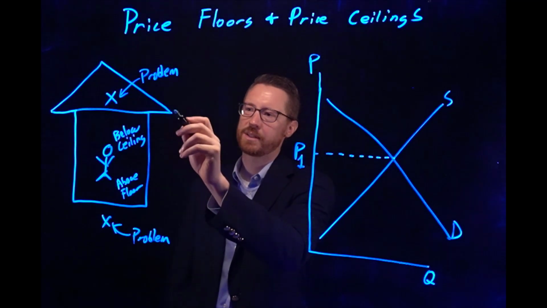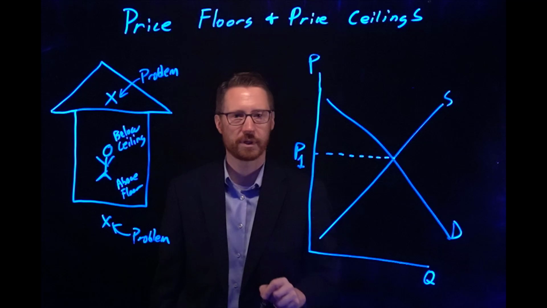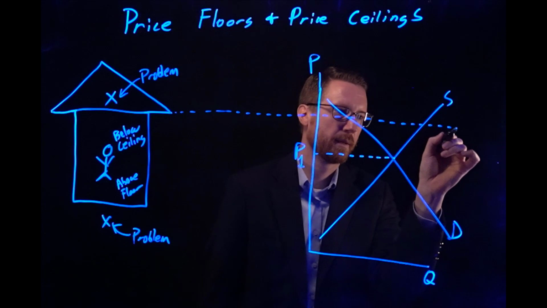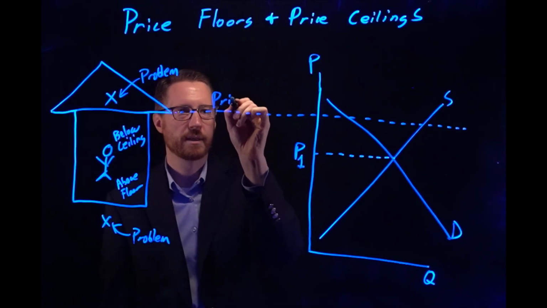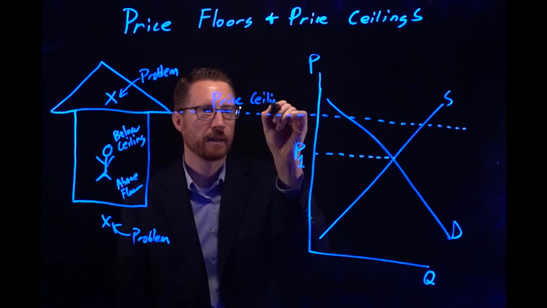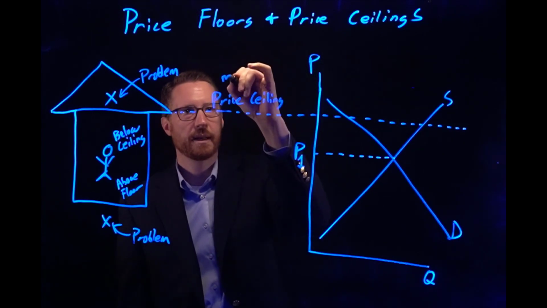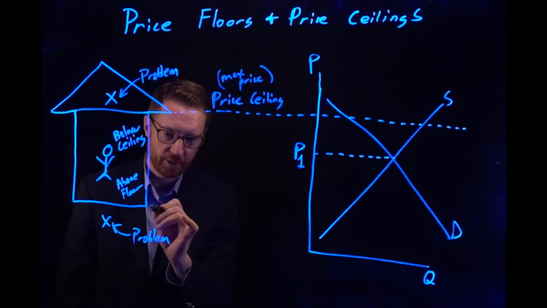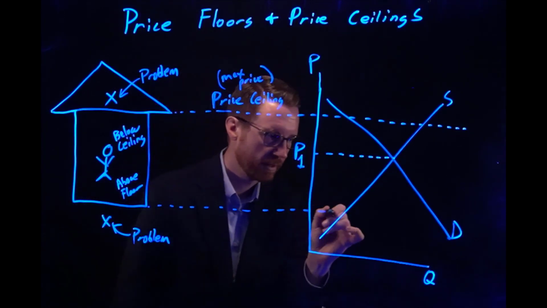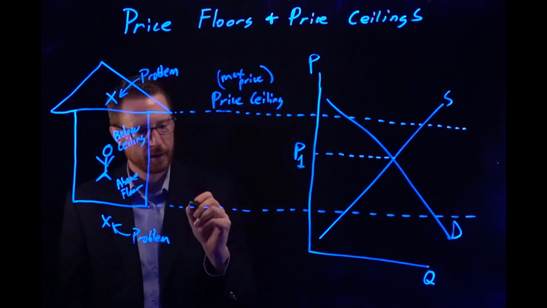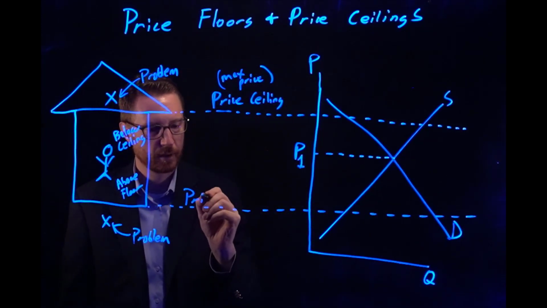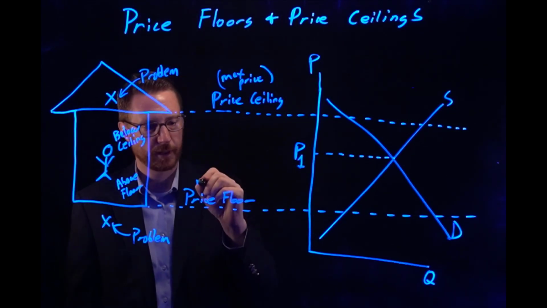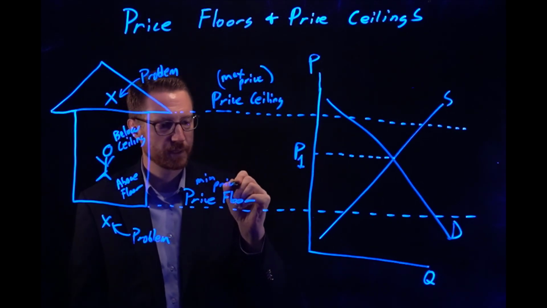All right, so let's carry this idea of a ceiling and a floor over to the diagram. If we just extend our ceiling over, this is our price ceiling. What is a price ceiling? It's that maximum price. And we can carry over our price floor. So this is our price floor. And what is the price floor? Well, it's a minimum price.